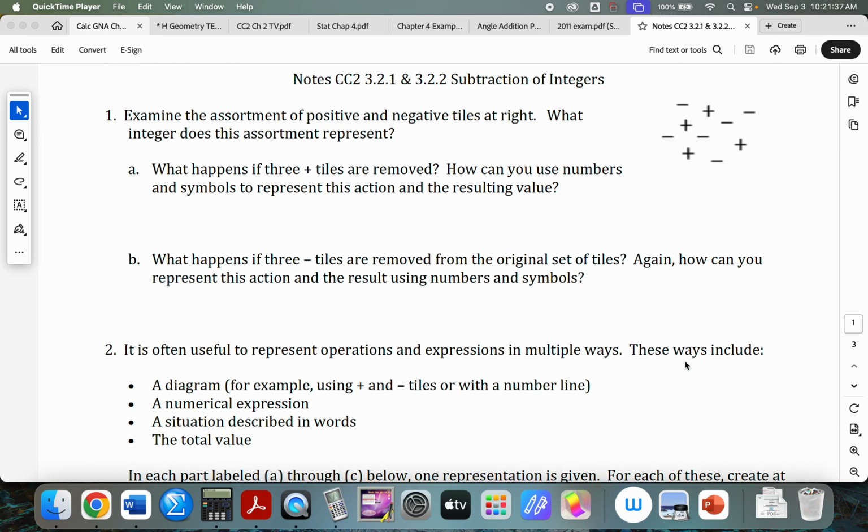All right. So hopefully you've already gotten through 1 and probably 2. So we'll go through these fairly quickly. So you've got this assortment of positive and negative tiles over here. What energy does this represent? Let's see, there are 4 positives and 6 negatives, so it represents -2.